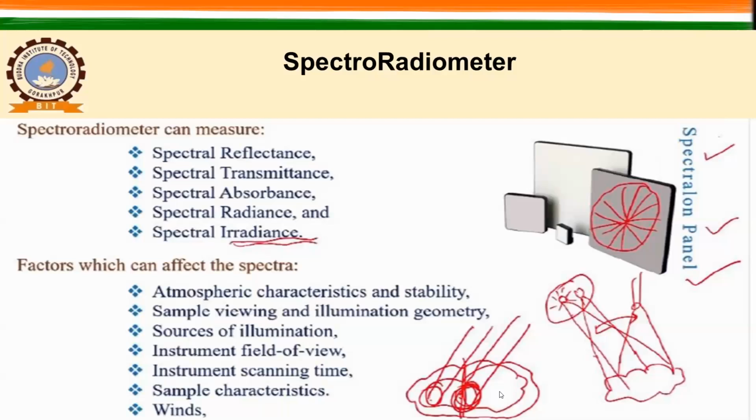And then stability means there should not be very strong wind or the atmosphere should not change drastically during your measurement, right? Next is sample viewing and illumination geometry. So if you are having this instrument, and let us assume this is the opening of your fiber optic cable, and you are looking vertically with some field of view, and this is your sample, right?